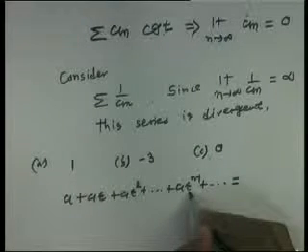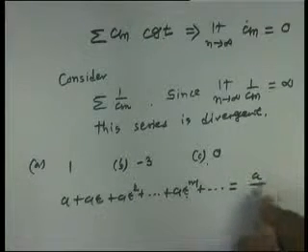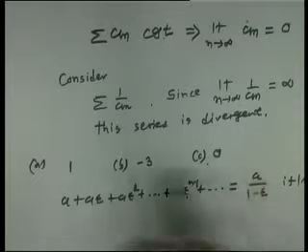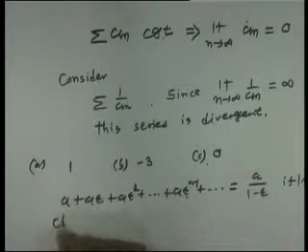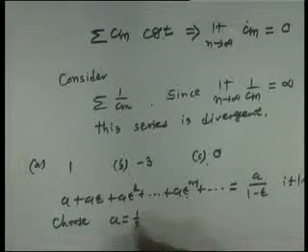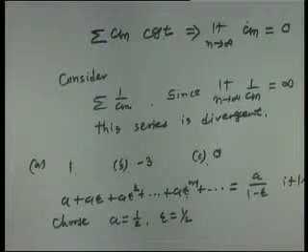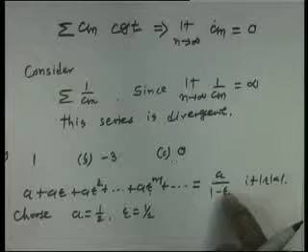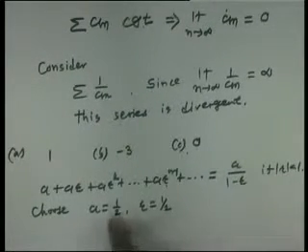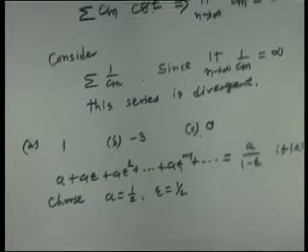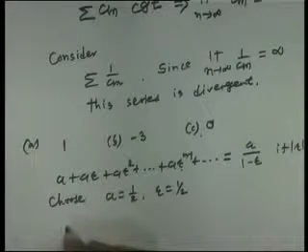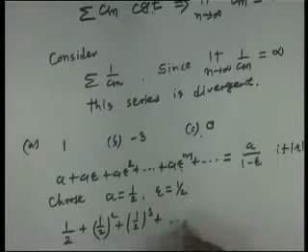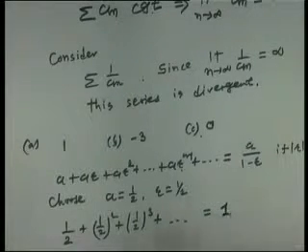We know that if mod r is less than 1, then its summation is a upon 1 minus r. So let us try to correlate these two terms, 1 and a upon 1 minus r. So choose a is equal to 1 by 2, r is equal to 1 by 2. We can see that if I write 1 by 2 here, then this ratio is 1. So with first term a equal to 1 by 2 and ratio equal to 1 by 2, the series formed has answer 1. So how can we write it? 1 by 2 plus 1 by 2 whole square plus 1 by 2 whole cube and so on. This is the series whose answer is 1.